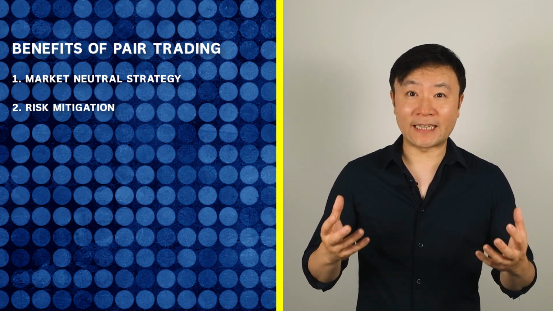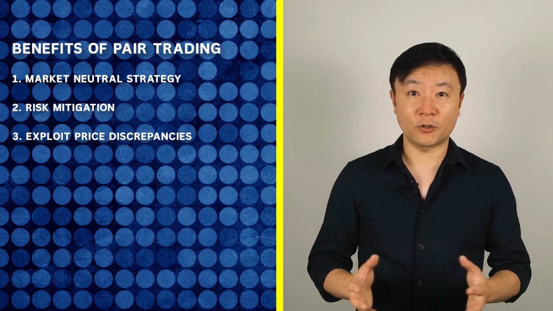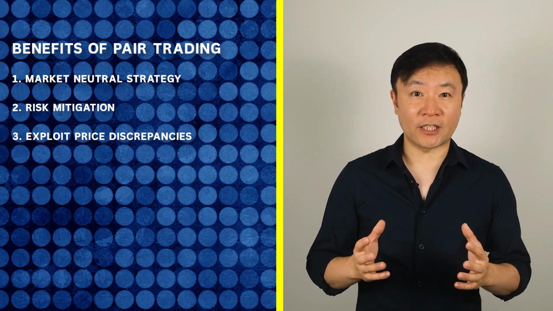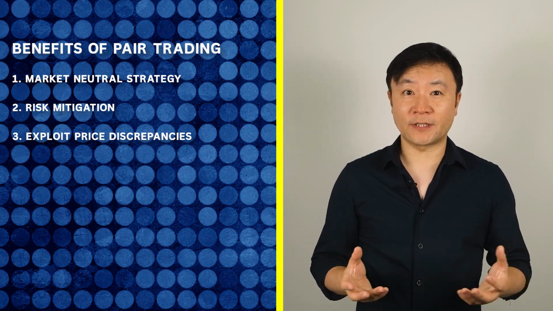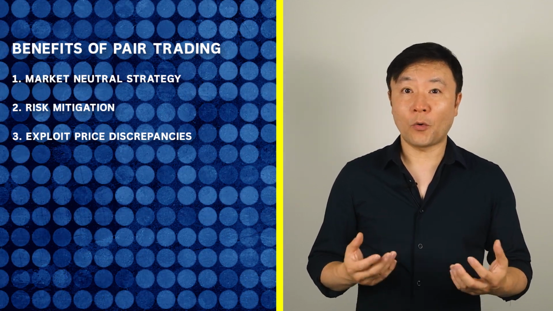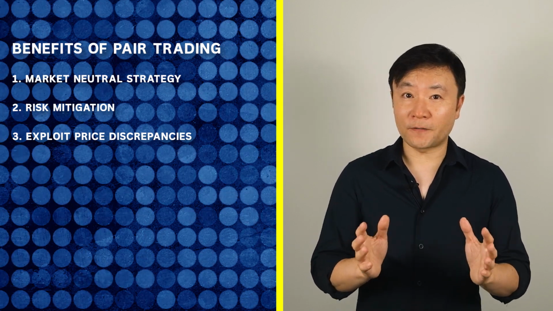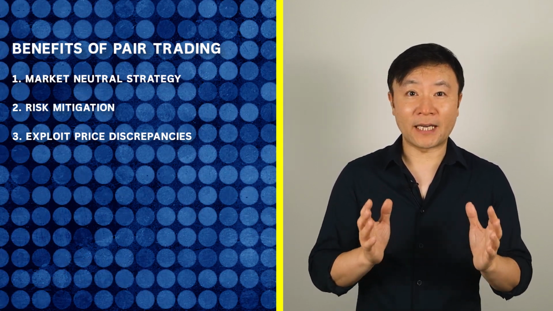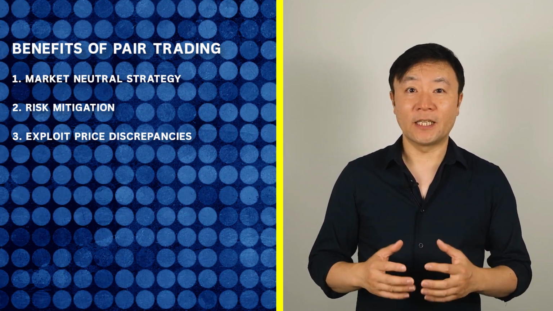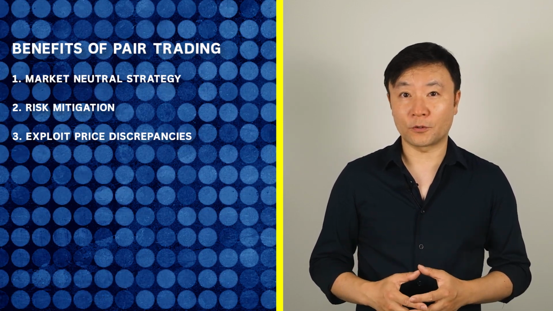Lastly, pair trading allows you to exploit temporary price discrepancies or divergences between two correlated stocks. Now, these deviations can occur due to various factors such as market overreactions, sector-specific news, or company earnings or news. Pair traders seek to profit from these inefficiencies by identifying pairs with historically established relationships that are likely to revert back to their mean or converge over time.